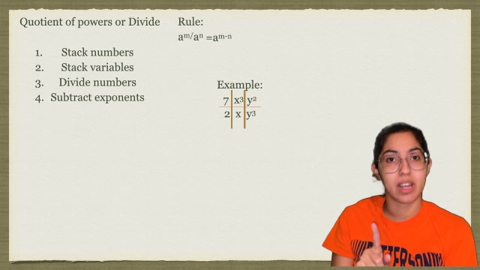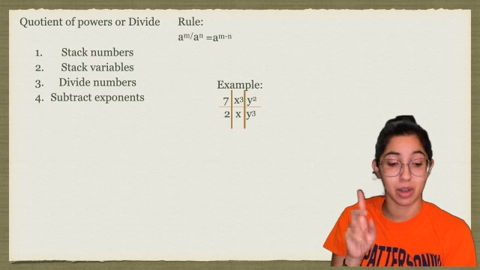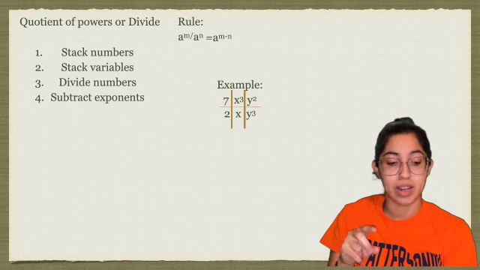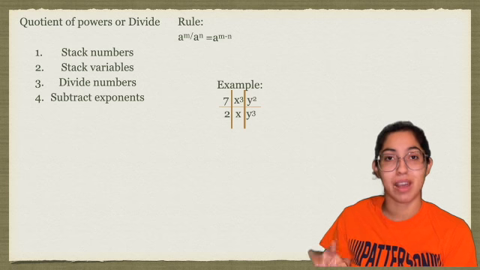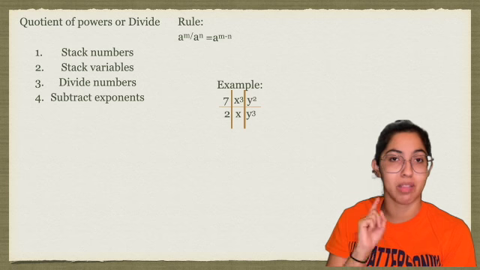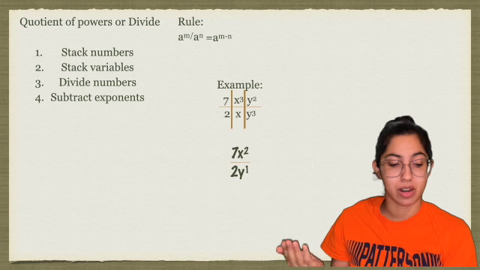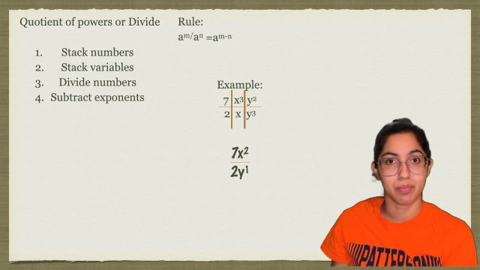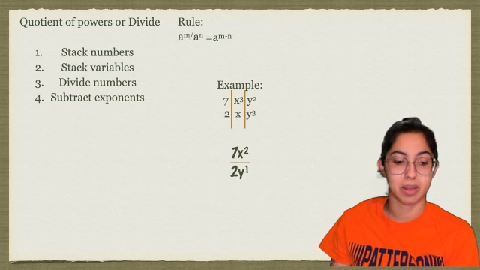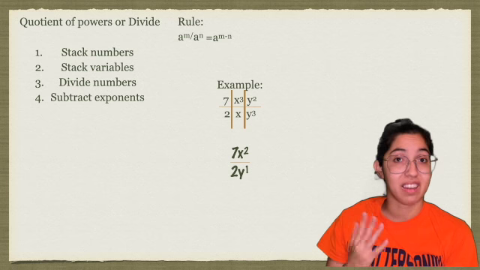X to the power of 3 over x to the power of 1. If I expand that, I'm left with 2 x's on top, so x squared. Y to the power of 2, y to the power of 3. I have 2 y's on top, 3 y's on bottom, so I'm left with 1 y on the bottom. So that'll give me 7x squared over 2y to the power of 1, or just 2y. It just depends on you. And that's it for that.